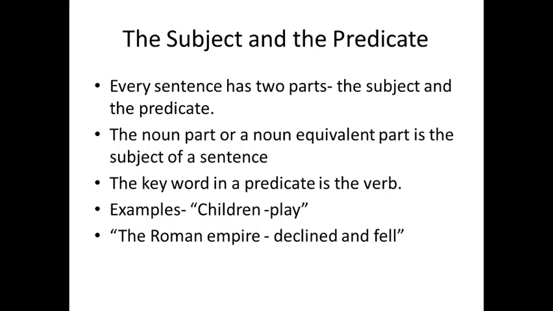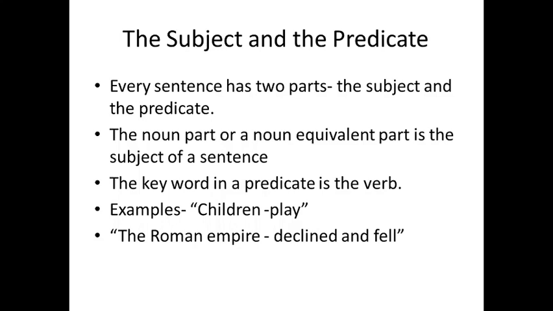So in the subject, there will be a noun or a noun equivalent. That may be a noun phrase, a noun clause, a pronoun, or a noun. And in the predicate part, there will be a verb or more than one verb. And in the sentence, children play. The first part, children, it is a noun and it is the subject of the sentence. The second part of the sentence, play, is the predicate of that sentence.